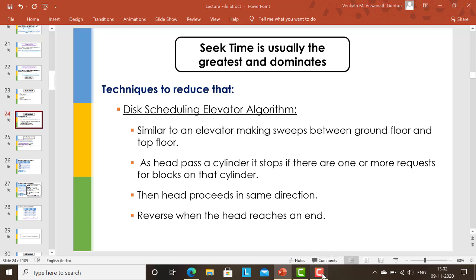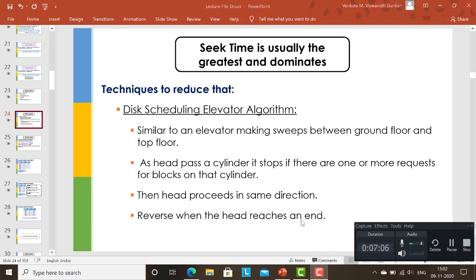The elevator algorithm is a disk scheduling algorithm, right? From the name itself, you can guess that the process of this algorithm is very similar to an elevator, which is making sweeps between the ground floor and the top floor of a building, right? The way it works is that the disk head keeps making sweeps from the first track to the last track, and then again back and forth.